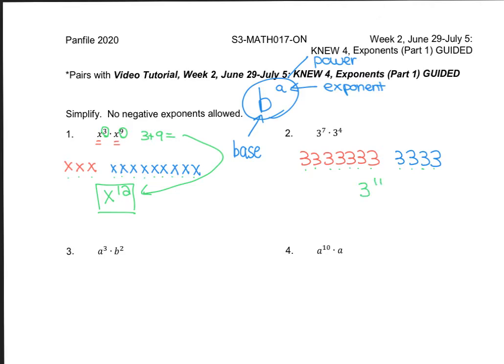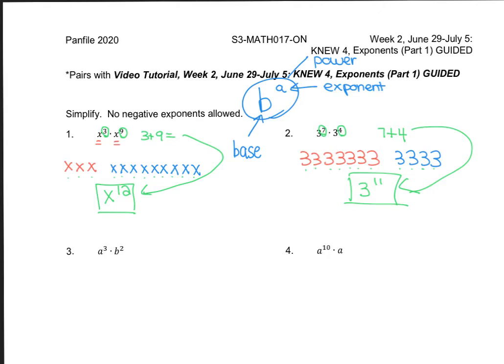Notice that we don't touch the base. So we don't touch that big number, right? Even when it's a number base. So here especially, we don't make that a 9, we don't make that a 6, we don't add it, we don't multiply it, we don't change the base. The base stays the same. So whether it's an x, whether it's a 3, whatever it is, it stays the same. And we add, again, the exponent. So 7 plus 4 gives us the 11.